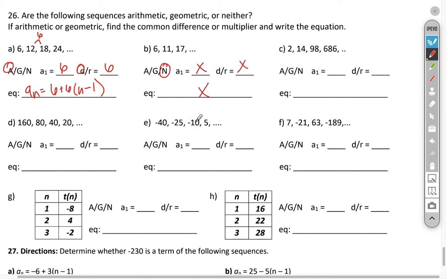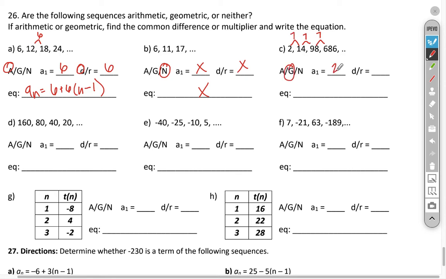Okay. C, we've got 2, 14, 98, and 686. It's a big gap, so I'm going to go with geometric. So 686 divided by 98 gives us 7. 98 divided by 14 also gives us 7. And then 14 divided by 2, once again, is 7. So that works. This is geometric.